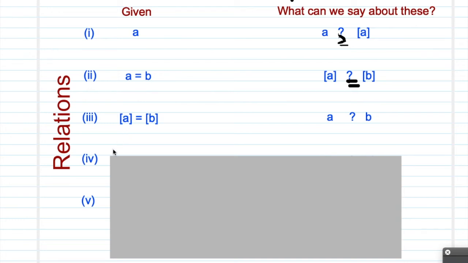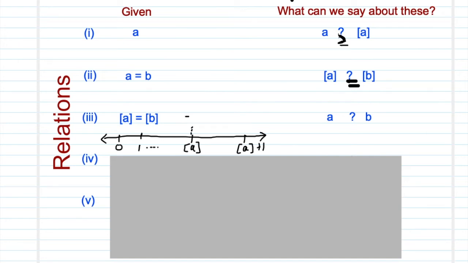So let's draw the number line. What we are given is, on the number line, let's mark some integers 0, 1 all the way to greatest integer of a, and the next one would be, of course, greatest integer of a plus 1. We are given that greatest integer of b is equal to greatest integer of a, so b also lies somewhere here, not somewhere here, exactly here. What that means is a and b lie somewhere in this range.